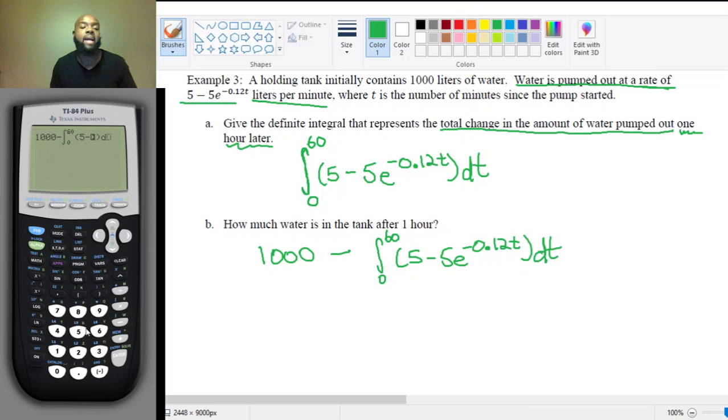I'm going to have a 5 minus 5e, and that's raised to the negative 0.12. Okay, I don't have a t here, so I'm going to put an x. I close that parenthesis, and I'm going to put an x here. Now, I put an x here because I'm using my x variable in my calculator, which is kind of automatic here. And if I put an x here, I have to put the dx there, right? That variable has to be the same. I'm going to press enter, and I'm going to see I get 741.64 liters are left.